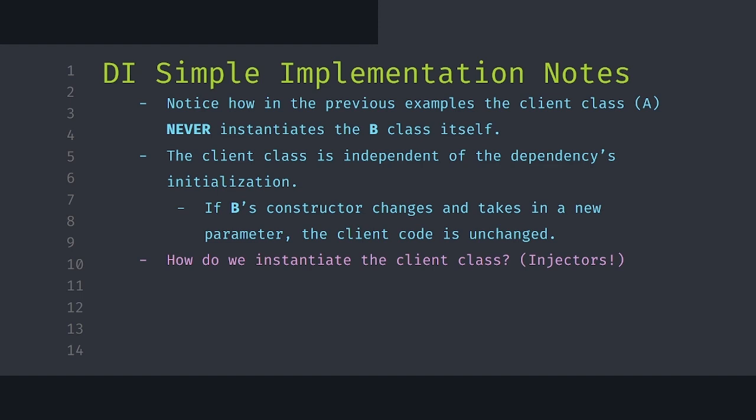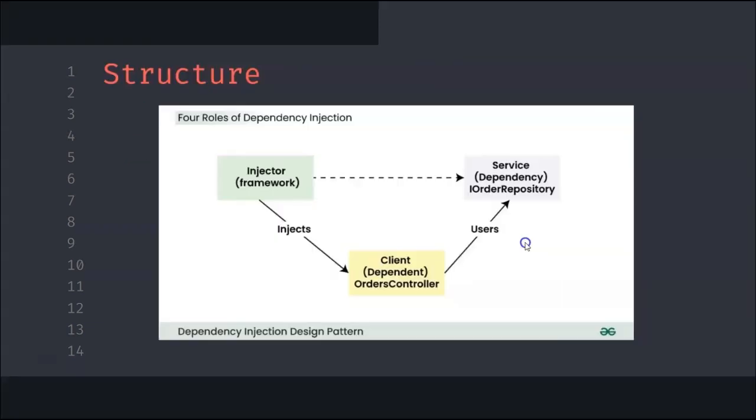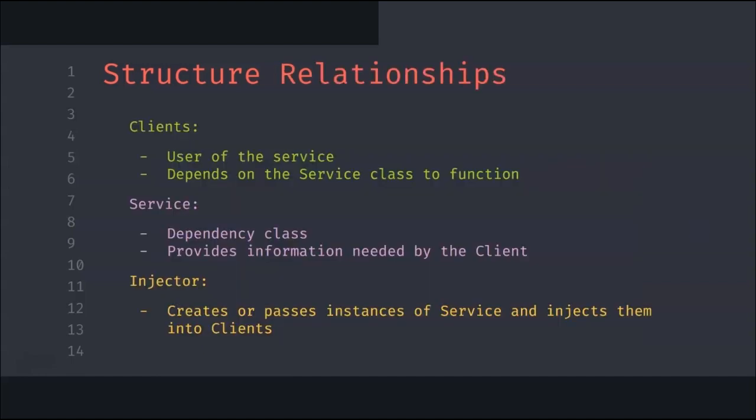So now we need to look into how we instantiate these. We're still going to have something that instantiates the class A and also instantiates the B and supplies it to A. Here's a simple UML diagram involving the client class, an injector class, and the service interface. From the diagram, we can see the relationship among the classes.